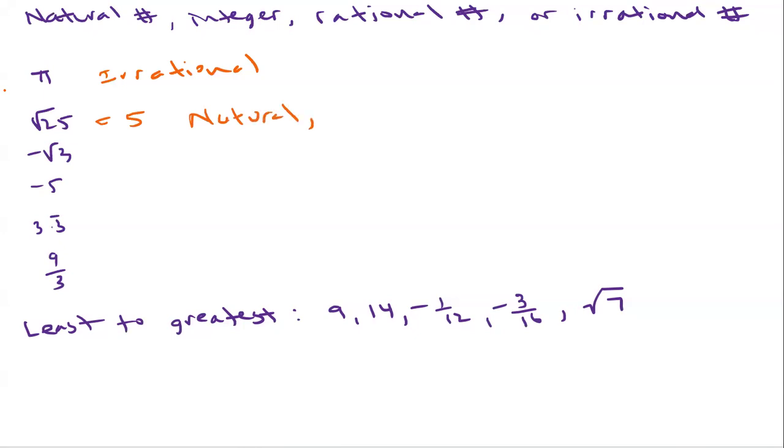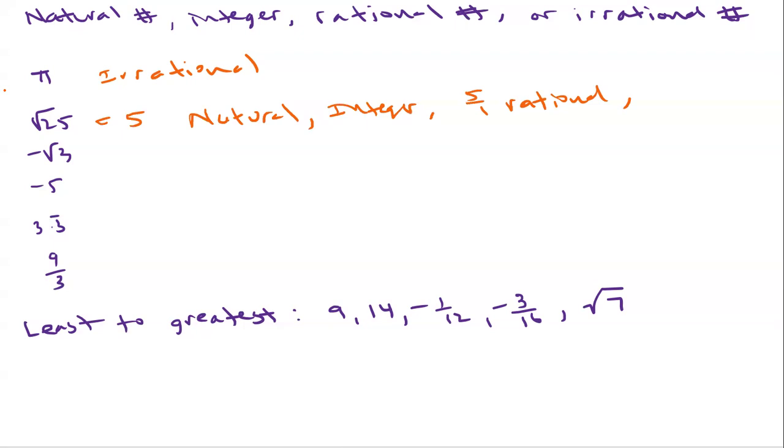Okay. Is it an integer? Yes, it is an integer. Is it rational? Yes, I can rewrite 5 as 5 over 1. So yes, it is rational. Is it irrational? Cannot be represented by a single fraction. And that one is no, right? So it's not irrational. All right, so it's a natural, integer, and rational.